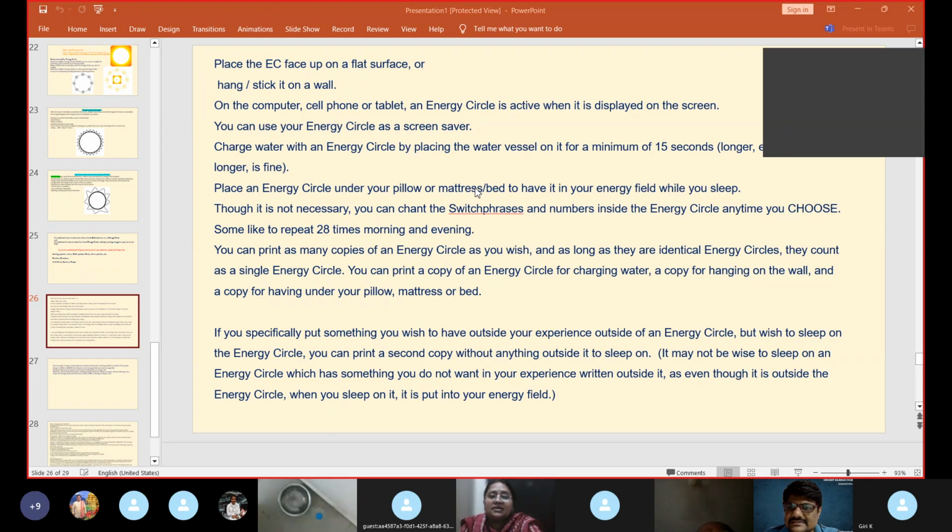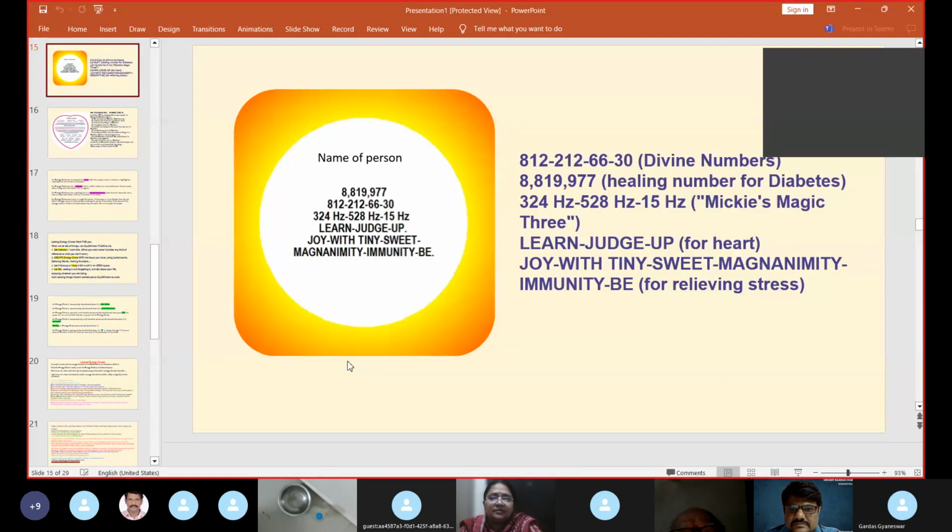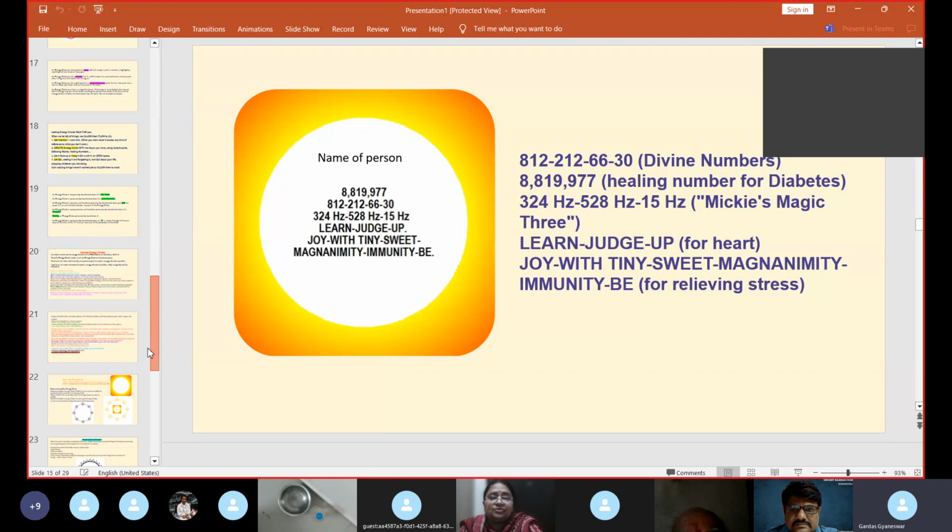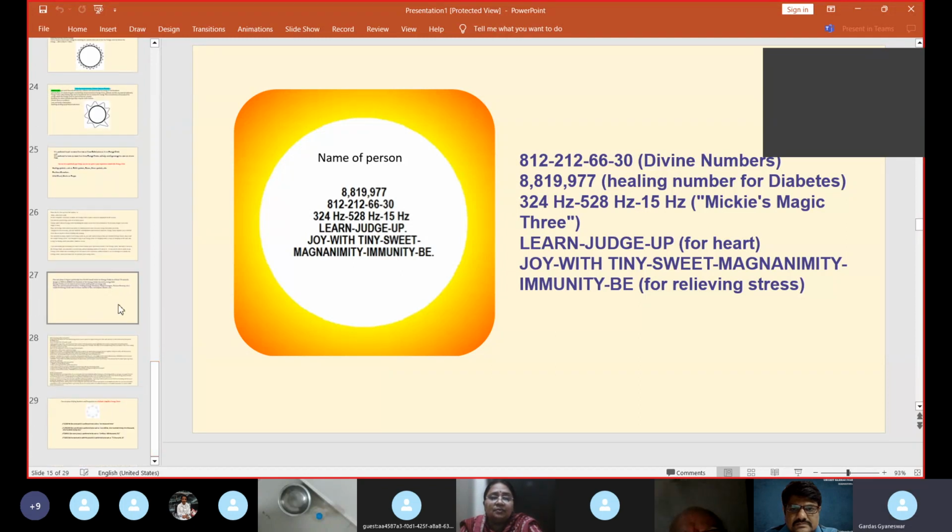But when you place an EC under your pillow or your mattress, make sure it does not have things written outside the boundary of the EC. That is, as I said, I don't want jealousy in my life. I can't keep an EC with jealousy written outside the circle under my pillow. I will have to avoid it. If I make an EC for diabetes, I cannot write diabetes over here and keep it under my pillow. Okay, so these are the things that you need to be sure of when you are using it under your pillow or your mattress.